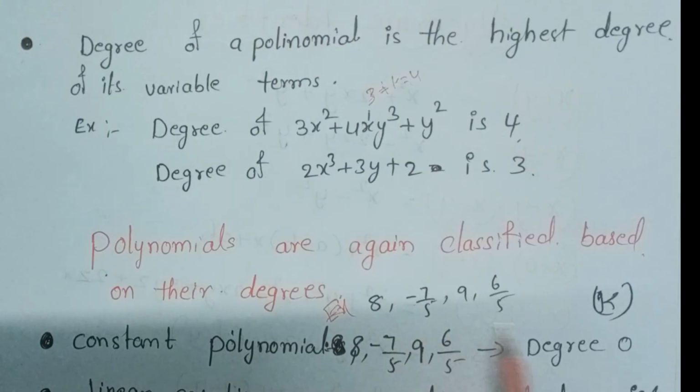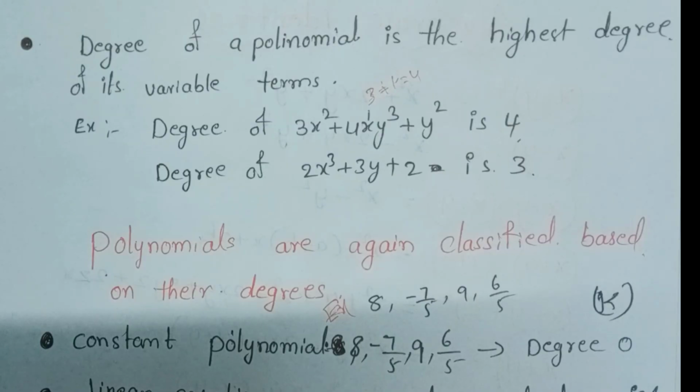Constant polynomial is shown with k. Its degree is 0. There is no variable, so no power. So the degree is 0.